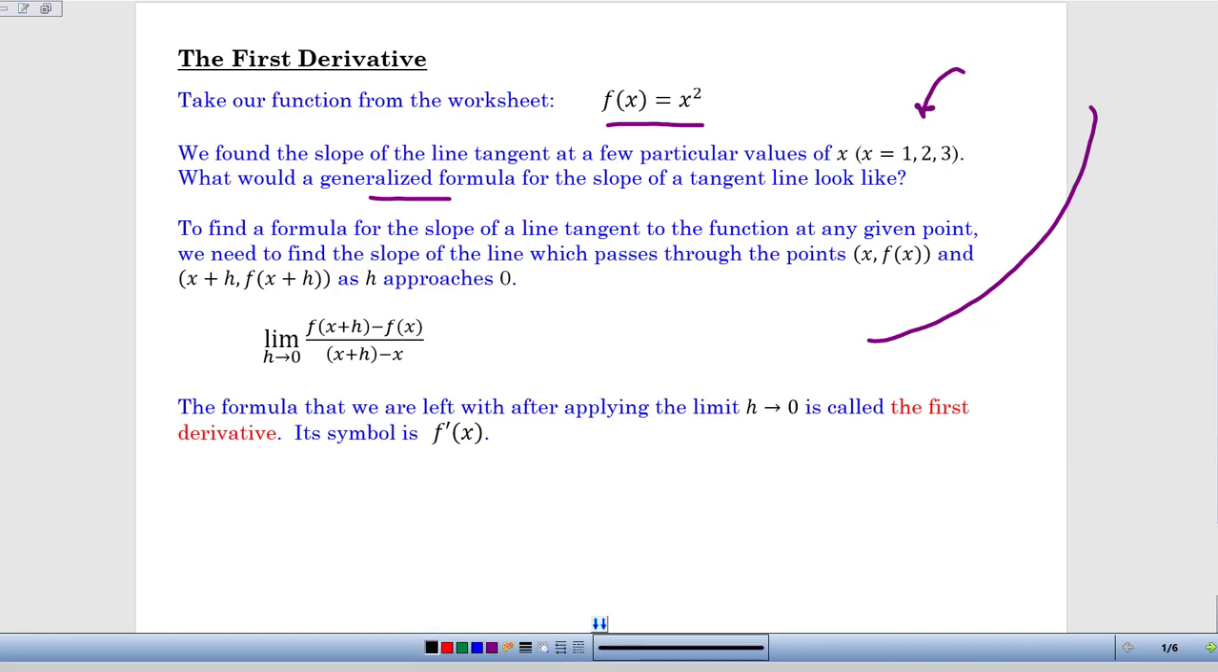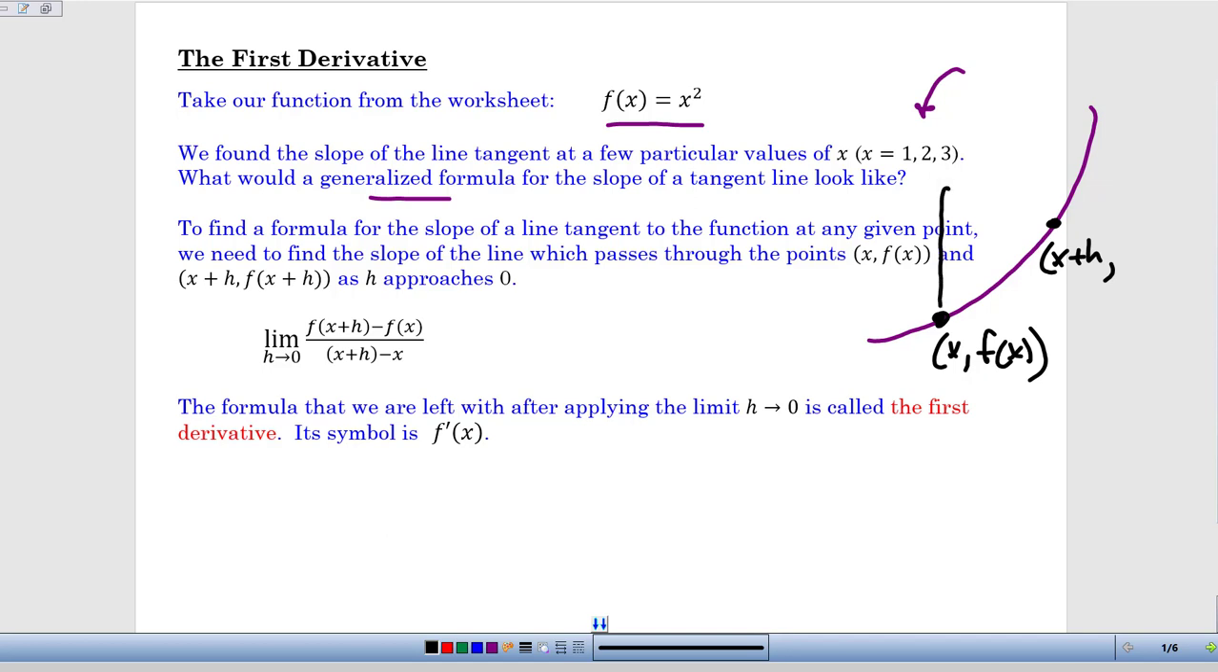We're going to take 2 points on that curve. We're going to take the point here, which is just x, f of x. So the input into the function is some value of x, and the output is f of x, whatever we get for plugging in that value of x. We're going to use this in a generalized format because we're trying to find a generalized equation. Then we're going to take a second point that is h units away from the point x.